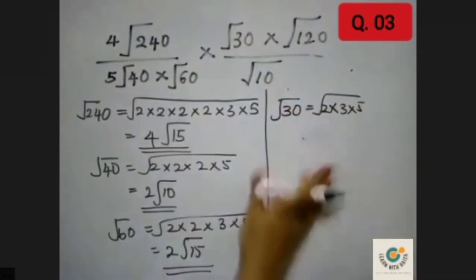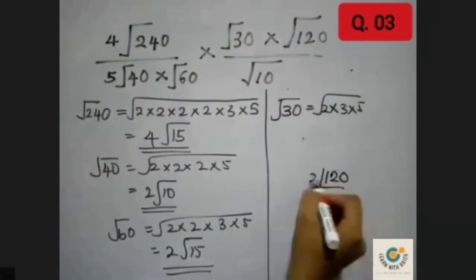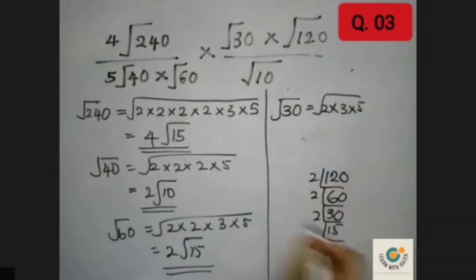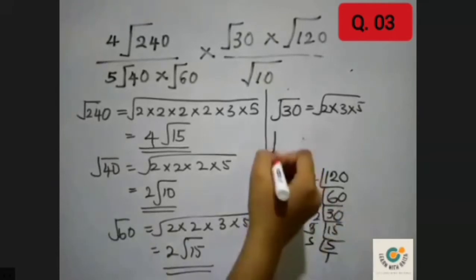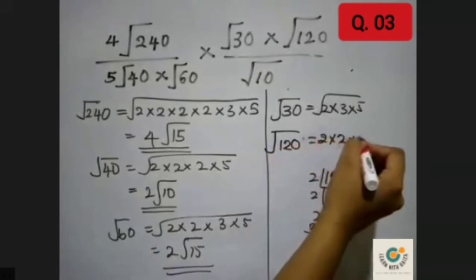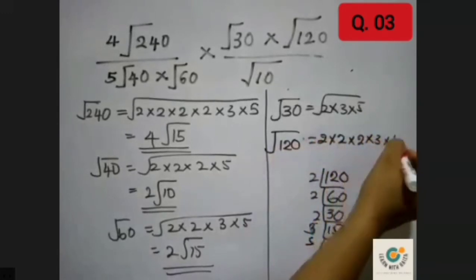Next, I can take 120. 120, if you divide by 2, 60. 60 divide by 2, 30. 30 divide by 2, 15. 15 divide by 3, you are getting 5. Sorry, 15 divide by 3, you are getting 5. 5 divide by 5, 1. So I can write 120 is equal to 2 into 2 into 2 into 3 into 5.